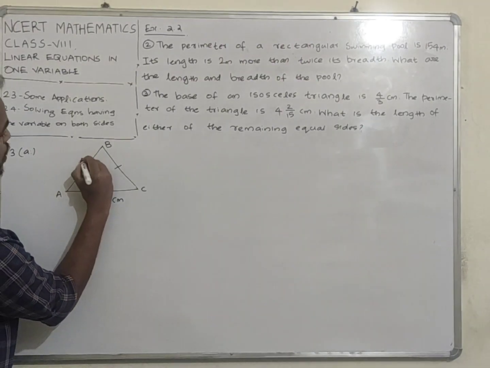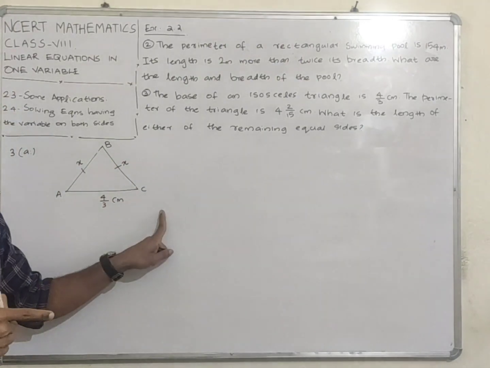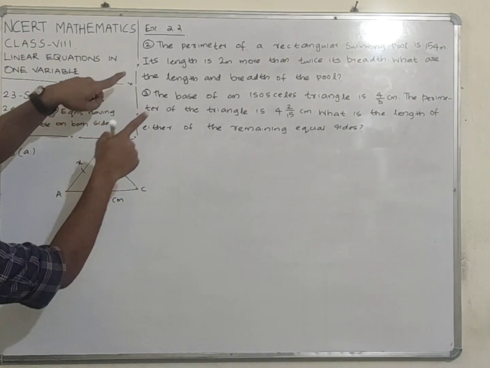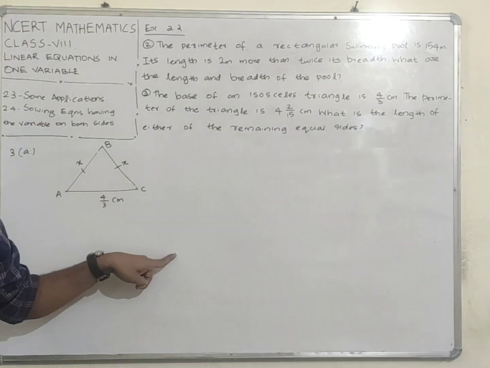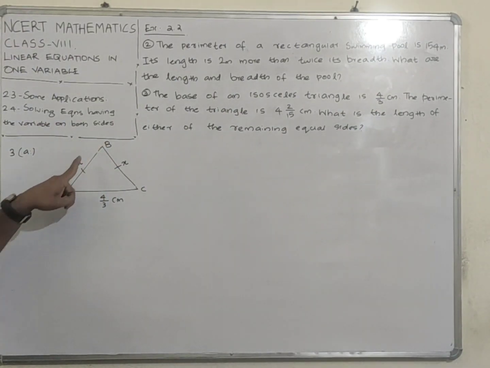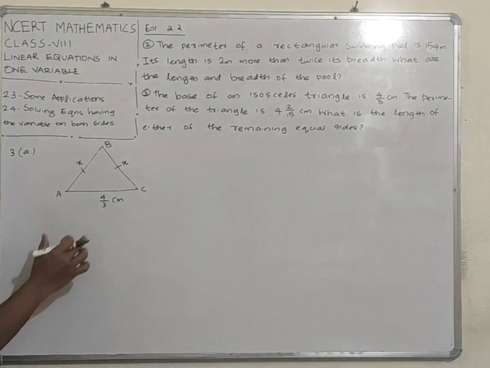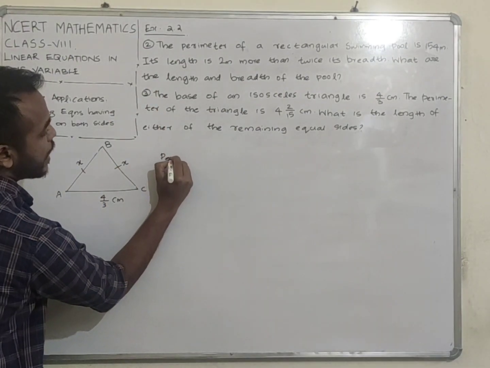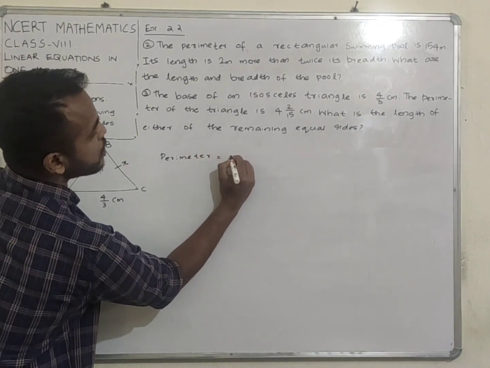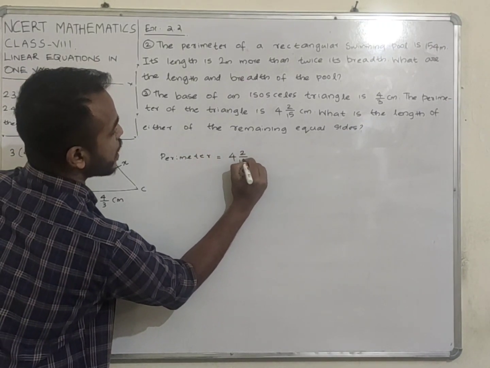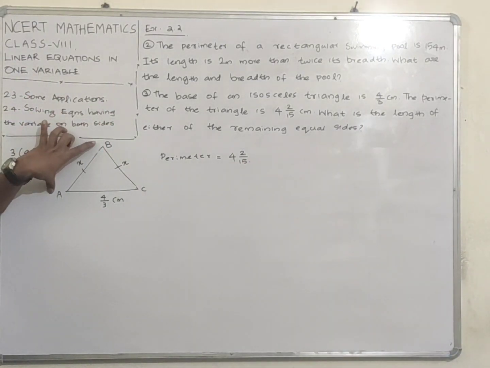I am going to put this side as x centimeter. Then this will also be x centimeter. Why? Because given that it's an isosceles triangle, whatever the length of AB is will be the length of BC also. So I am putting this side as x. Immediately this side also becomes x. Now, the perimeter of this triangle is given to be 4 2 by 15.